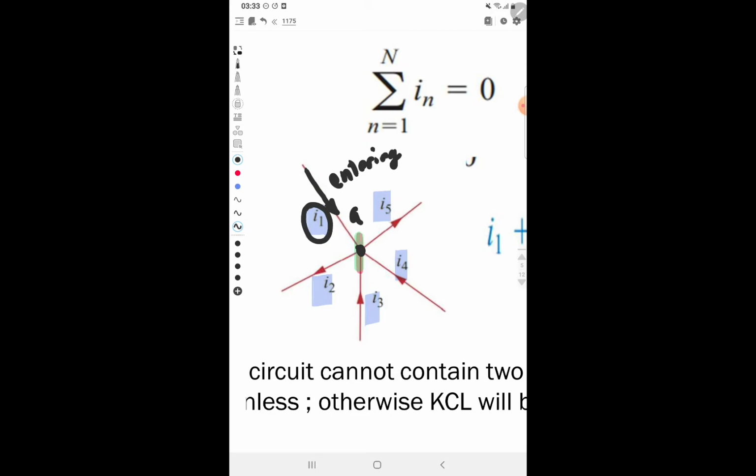Yung I5 natin palabas, is leaving. I4 entering. I3 leaving. Entering, I should say. I2 leaving.